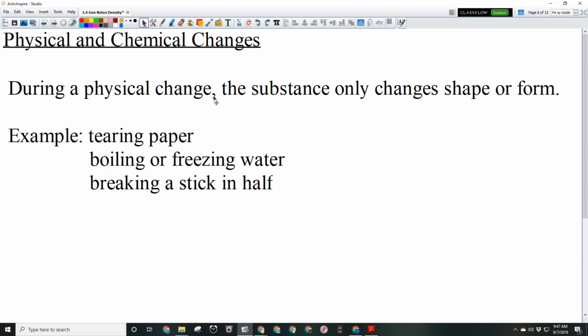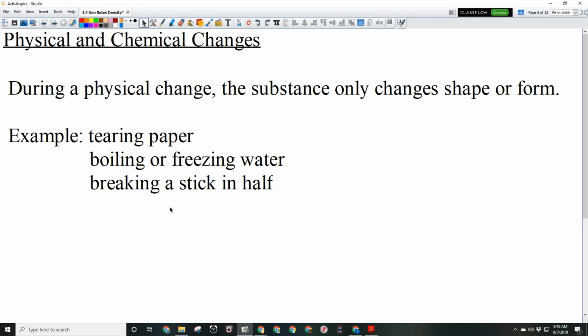All right, during physical changes, though, the substance only changes shape or form. So a physical change would be something like tearing paper. So you have a piece of paper, right? You tear it, it's still a piece of paper. It's still paper. It's just in a different shape or different forms. Okay, like boiling or freezing water. Well, if you boil water, okay, it's still going to be water. It's just in a different form now. It turns into a gas. And when you freeze water, it's still water. It doesn't change into something else. It's just solid water or ice.